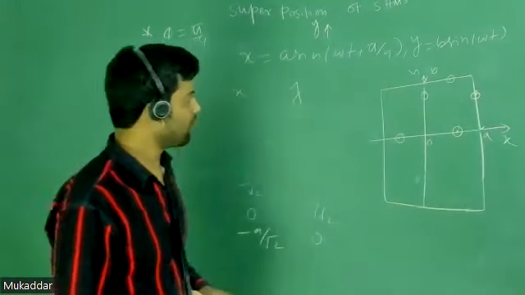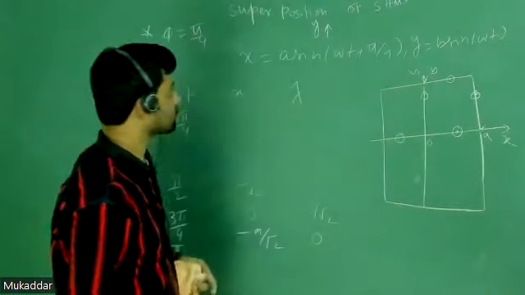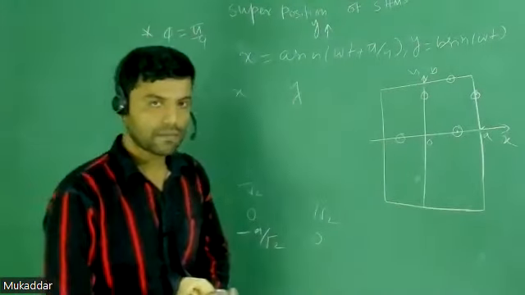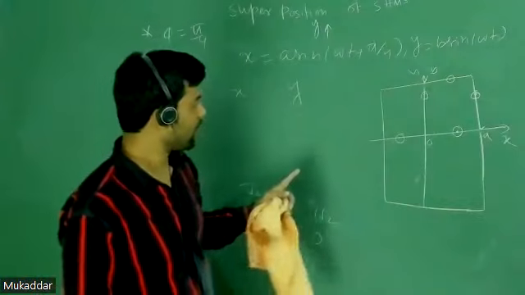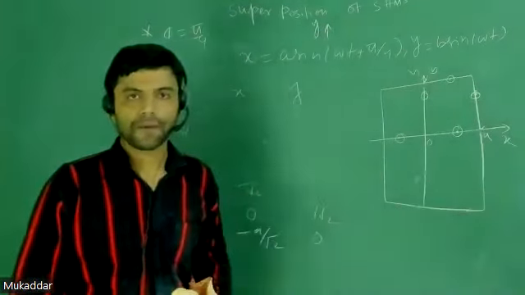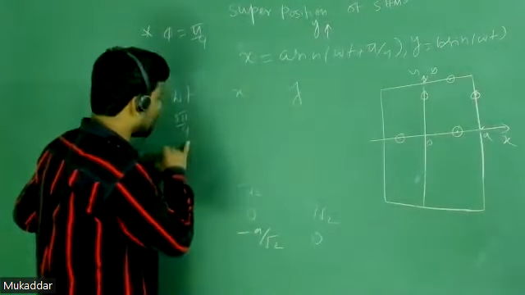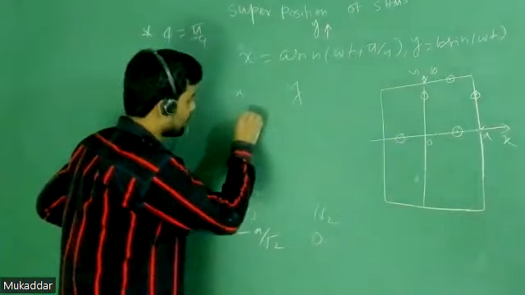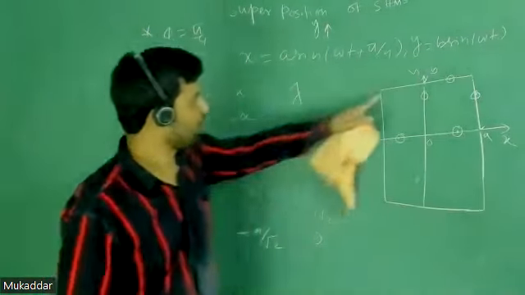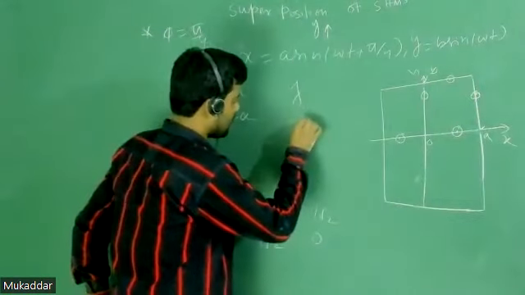5 pi by 4 means what? 5 pi by 4 plus pi by 4, that will be how much? 3 pi by 2, right? 3 pi by 2 means here it will be sine pi plus pi by 2, that will be minus sine pi by 2. So at 5 pi by 4 where will it be? That will be minus a. And here it will be how much? It will be minus a, minus b by root 2.